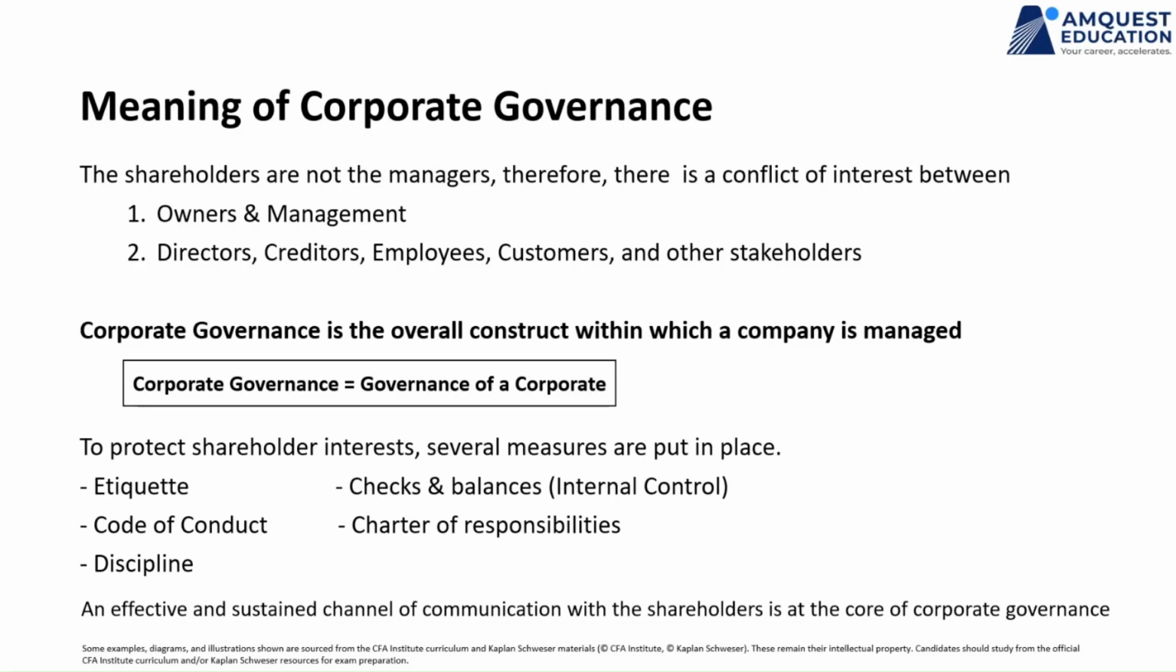So there may be conflicts between each stakeholder or a group of stakeholders. And corporate governance, therefore, is the overall construct within which a company is managed. Corporate governance typically will protect shareholder interest, and these are the measures that are put in place to protect these interests. One, code of conduct, discipline, etiquettes to be followed, checks and balances, which are known as your internal control processes. And there is a charter of responsibility that each stakeholder has a responsibility towards the business.